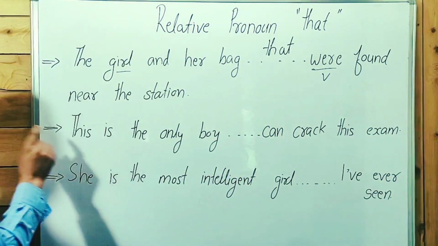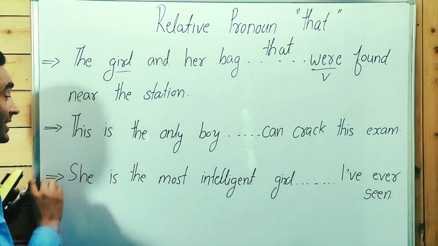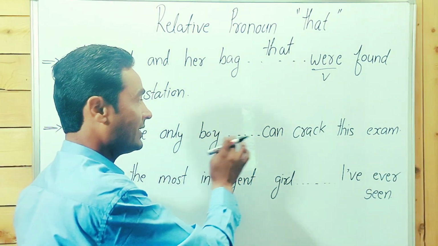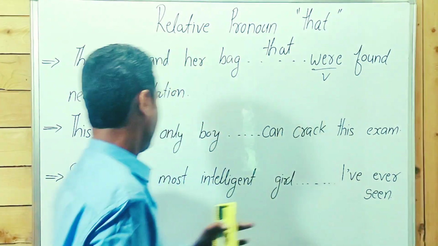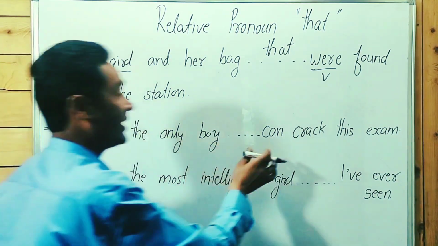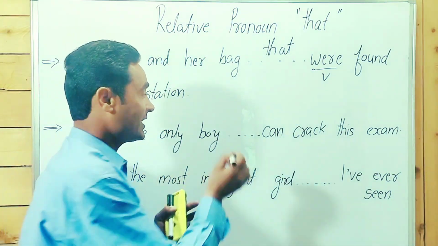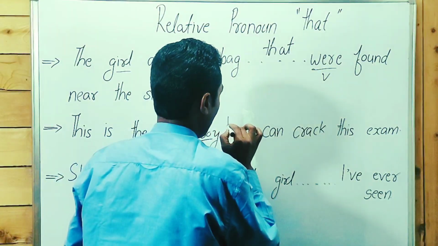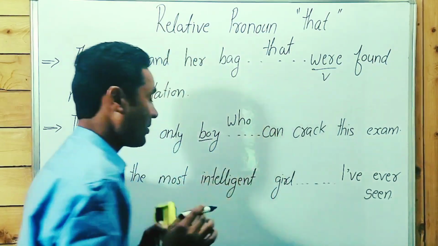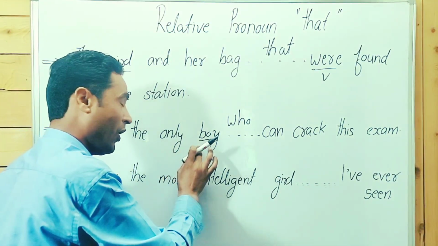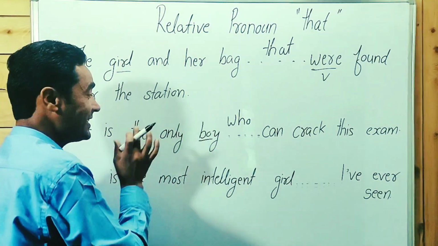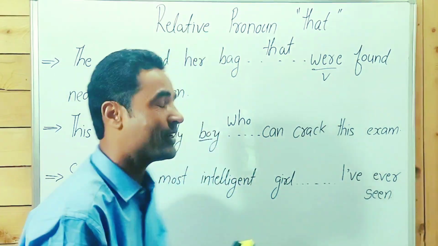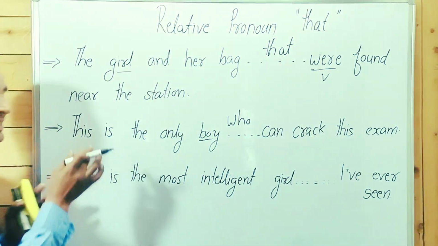Okay, and second rule: this is the only boy dash dash can crack this exam. This is the only boy dash dash who, boy, you know, human being. I hope you know human being who. Antecedent is boy over here. This is the only boy who can crack this exam. I'm so sorry guys, this is an incorrect sentence.